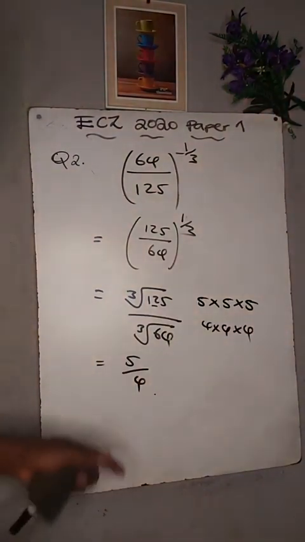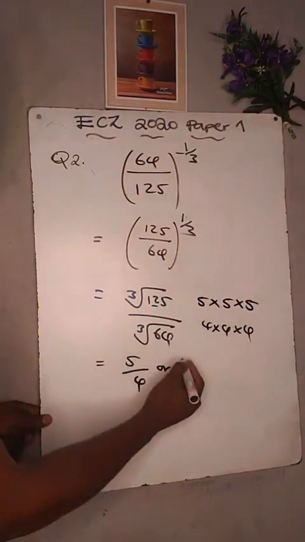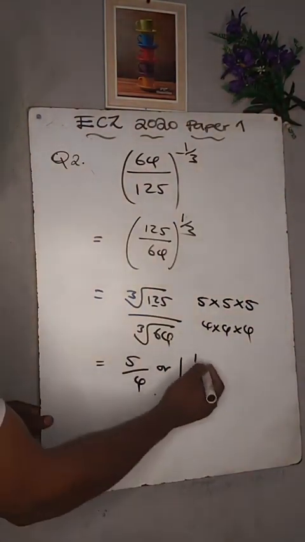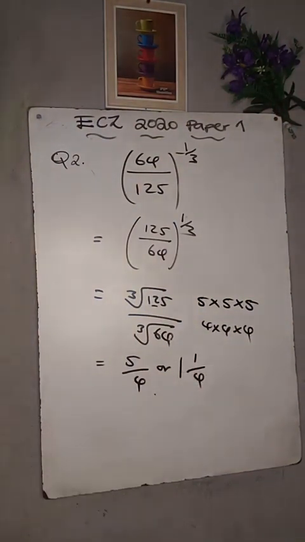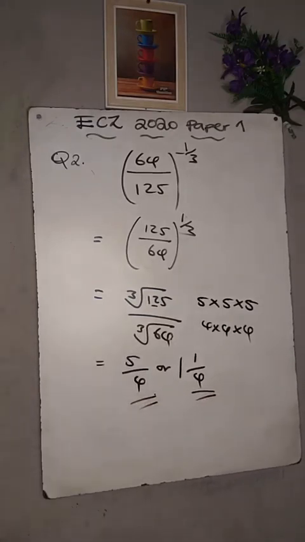So now our answer is 5 over 4, or we can leave it as a mixed fraction, not as an improper fraction. That means we're going to have 1 with our remainder 1 over 4. So this will be our answer, or that. It's all right.